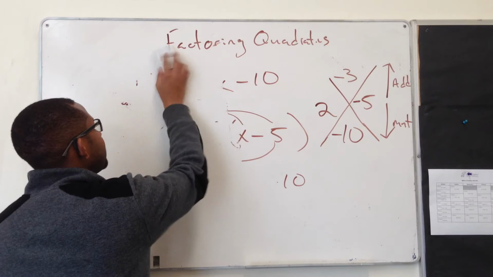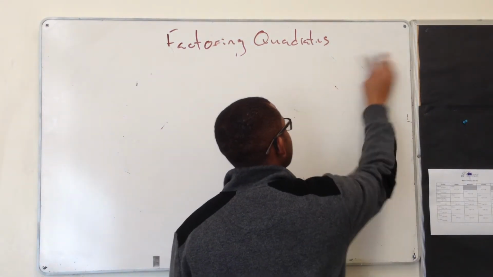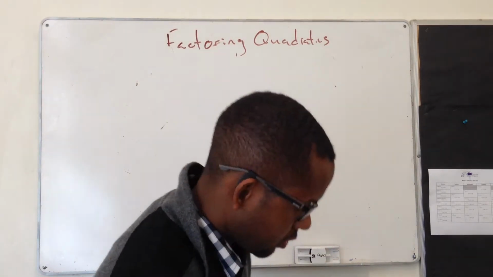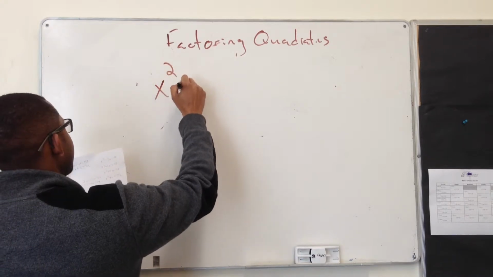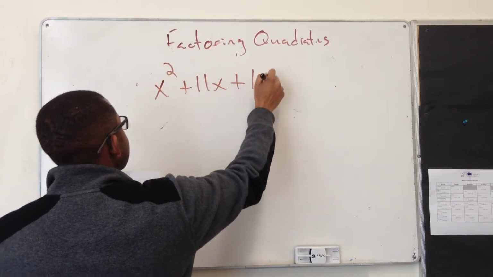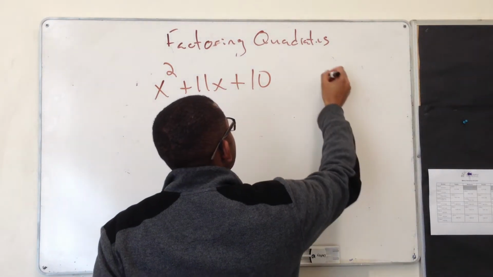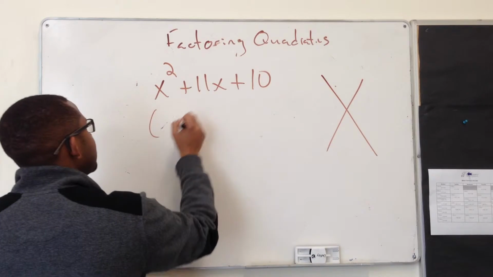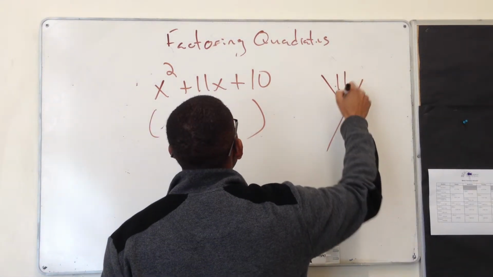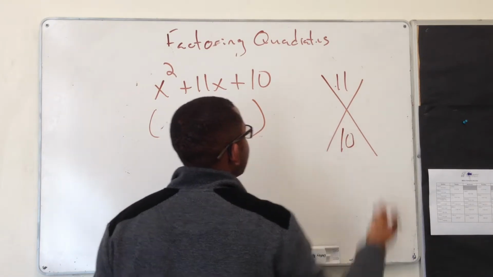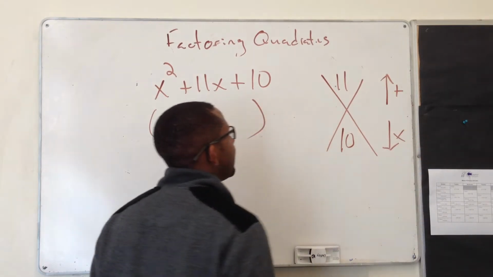Let's do another example. Get rid of these numbers. Let's go ahead and say we're going to factor x squared plus 11x plus 10. Okay, why don't you go ahead and try to do that one on your own. Alright, so I'm looking here. I know it's going to look like that double distribution. 11 goes on top, 10 goes on the bottom. And we're going to add up and then multiply down.